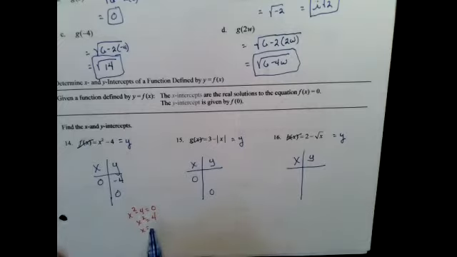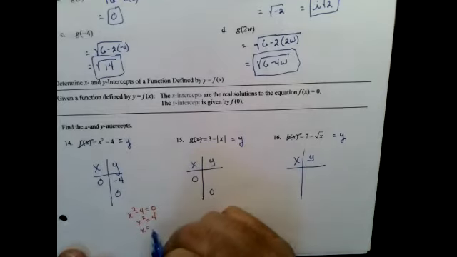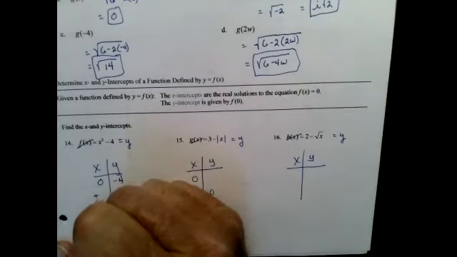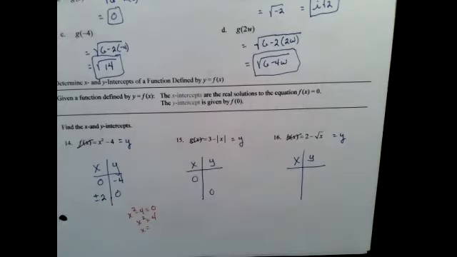How many answers are there here? A number? 2, yeah, and what are they? +2 and -2. Excellent. So if I had to graph this, I have 3 pretty good points to start with. (0, -4), (2, 0), and (-2, 0).